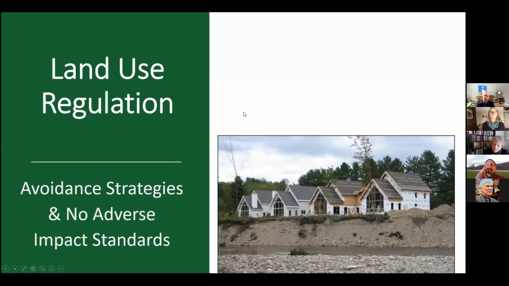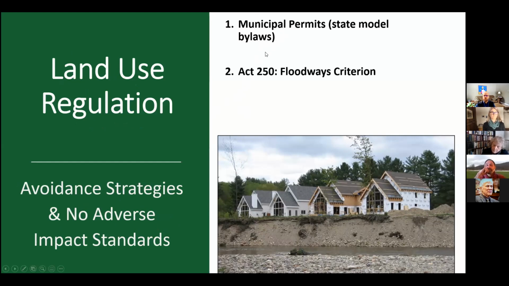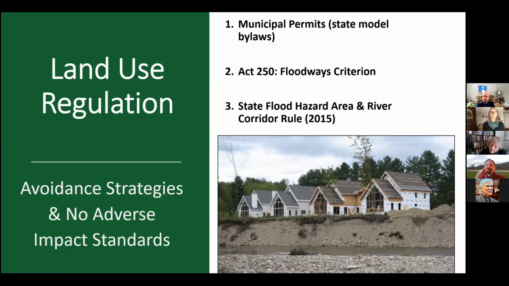When we flip over to the land use regulation, in Vermont, it's really a patchwork. We have municipal permits, usually through adopted hazard bylaws and issued as a zoning permit. We have our state land use permit, Act 250, and review under the floodways criterion. And then lastly, what came online most recently is the state flood hazard area and river corridor rule. That regulates a subset of activities that towns are not allowed to regulate, such as required agricultural practices and state buildings and facilities.